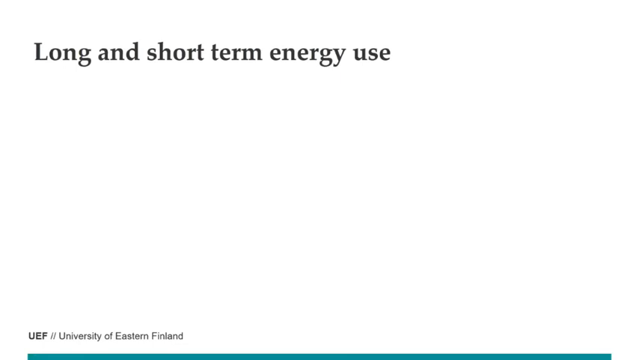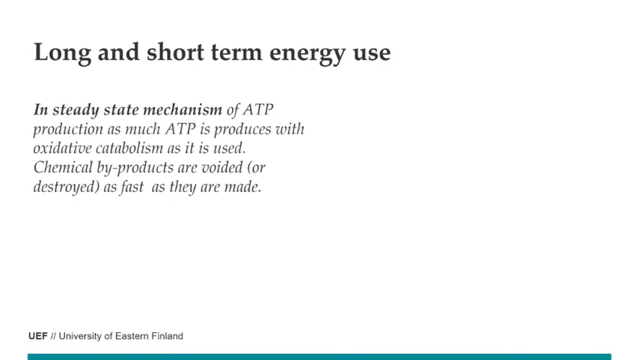Okay, we can have long and short-term energy use. So we started with the crayfish in the beginning, that okay, we can walk slowly or escape fast. So in the steady-state mechanism of ATP production, as much ATP is produced with the oxidative catabolism as it's used. And there are no chemical byproducts that are accumulated because they are used as fast as they are made. And this kind of metabolism can actually continue forever.